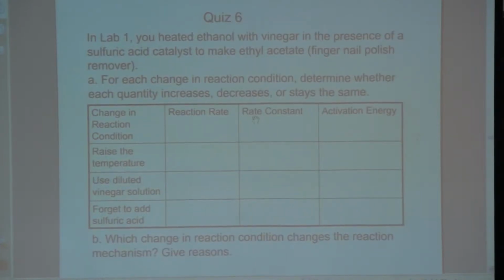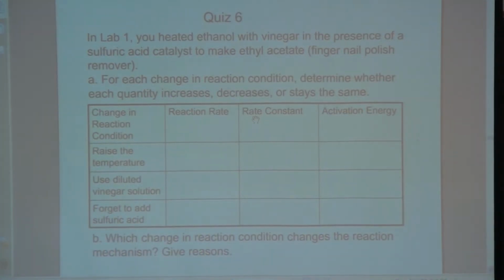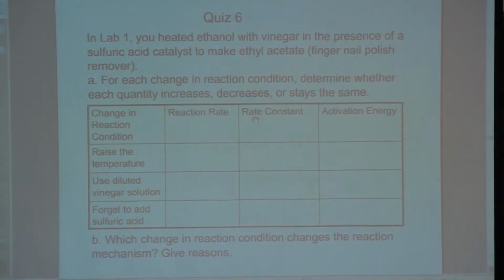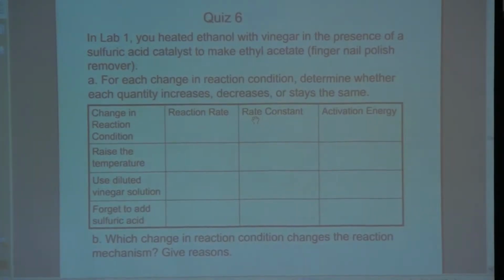Okay, let's review quiz 6. In lab 1, you heated ethanol with vinegar in the presence of sulfuric acid to make ethyl acetate. For each change in reaction condition, determine whether each quantity increases, decreases, or stays the same. So if you raise the temperature, what happens to the reaction rate? Does it increase, decrease, or stay the same?